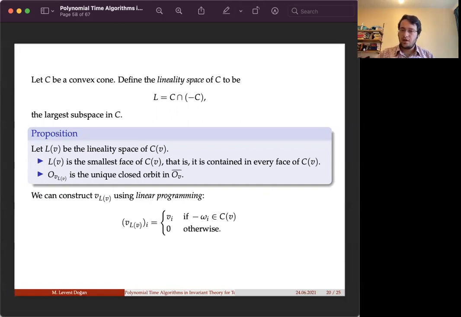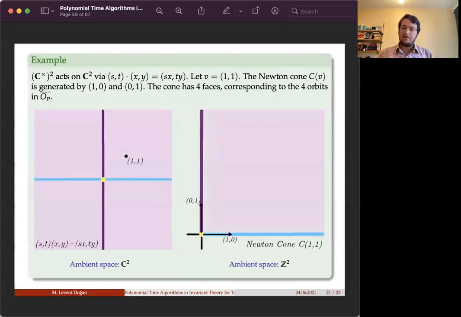I want to mention we can construct this v sub L_v in polynomial time using linear programming. The ith coordinate of v sub L_v will be v_i if minus omega_i, the minus ith weight, is in the cone. If it is not in the cone, then the ith coordinate will be 0. So this gives me a way to construct it. Let me give an example first, then I will explain why this bijection between faces and orbits happens.